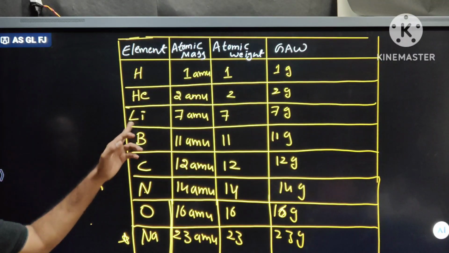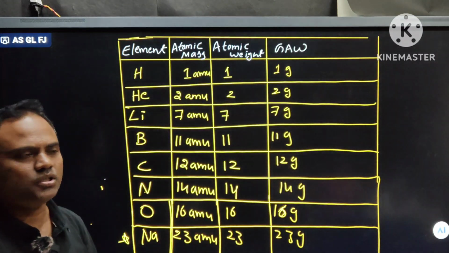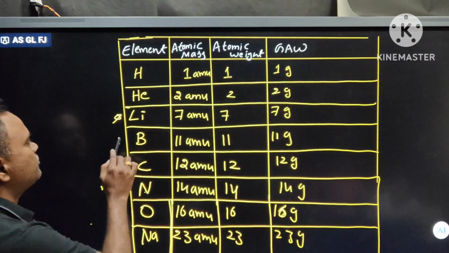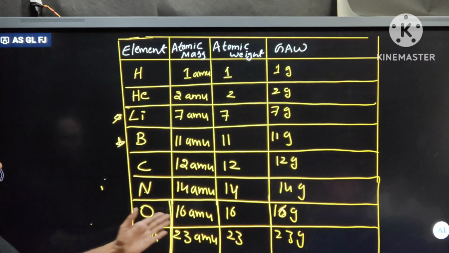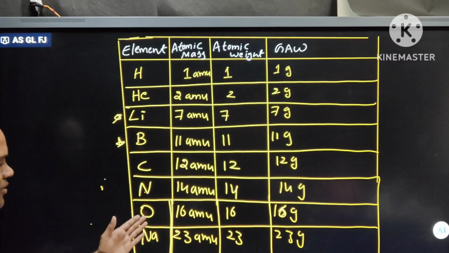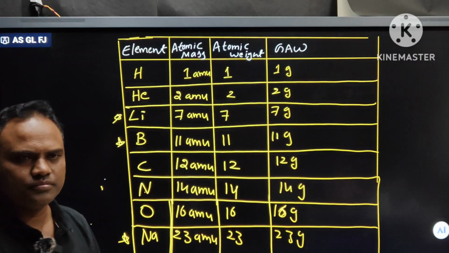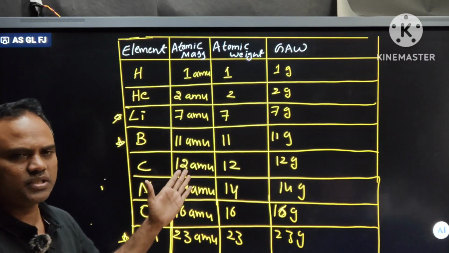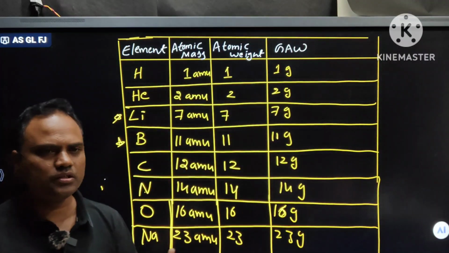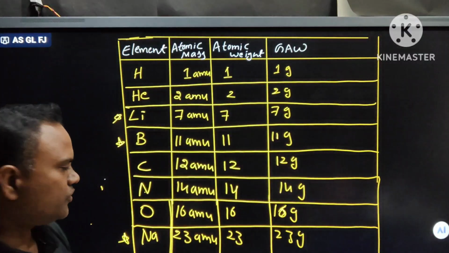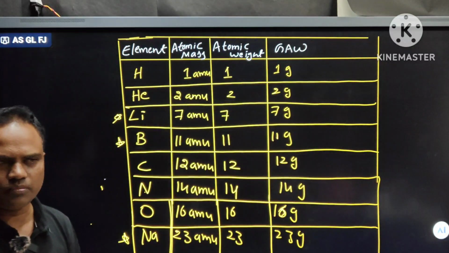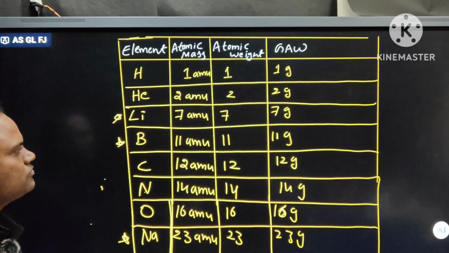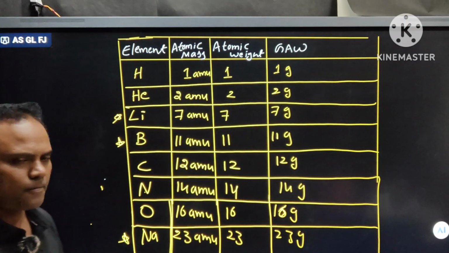For lithium, what is the atomic number? 3. 3 plus 3, 6. But we add 1. Right. For a few elements. For boron also. For other elements, we can take directly. Oxygen atomic number 8. 8 plus 8, 16. Carbon atomic number 6. 6 plus 6, 12. For the remaining, you can double. For a few elements only, we add 1 after doubling the atomic numbers. Right. Completed?